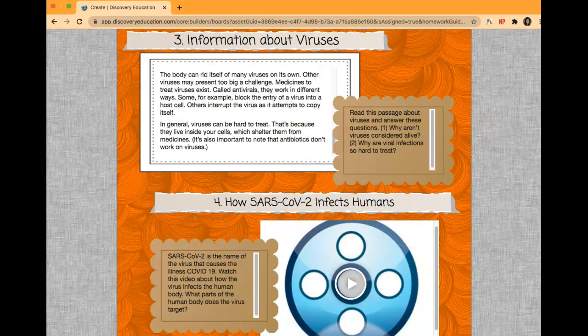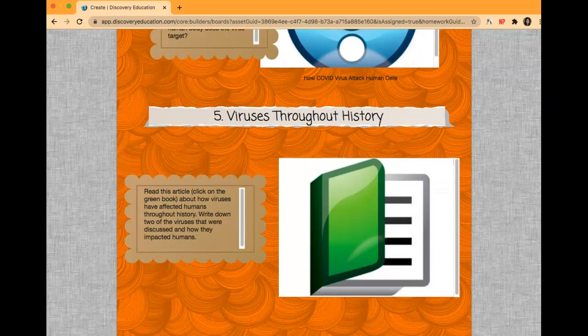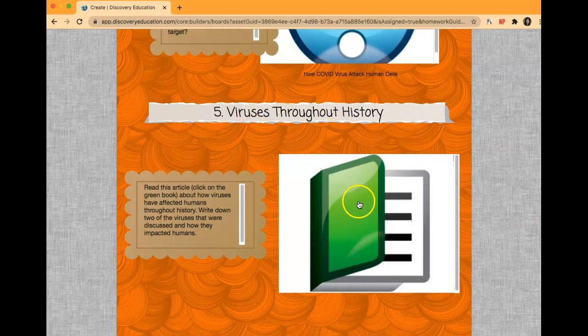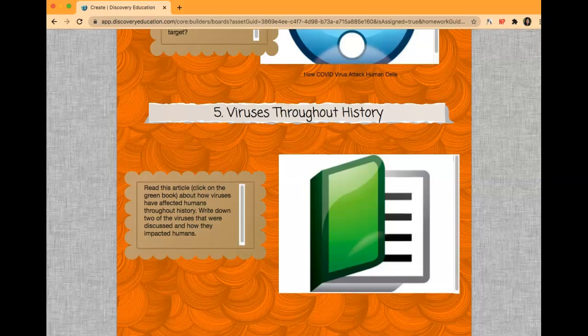Part 4 is, it says SARS-CoV-2 is the name of the virus that causes the illness COVID-19. Watch this video about how the human virus infects the human body, and what parts of the human body the virus targets. And here's a passage about viruses throughout history. Read the article by clicking on this book about how viruses have affected humans throughout history. Write down 2 of the viruses that were discussed and how they impacted humans.